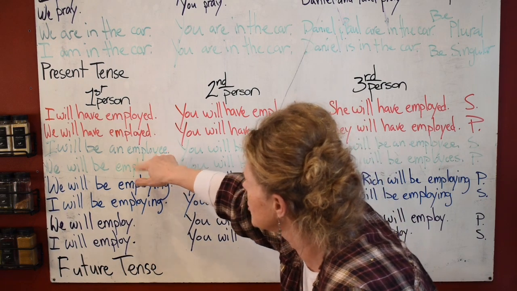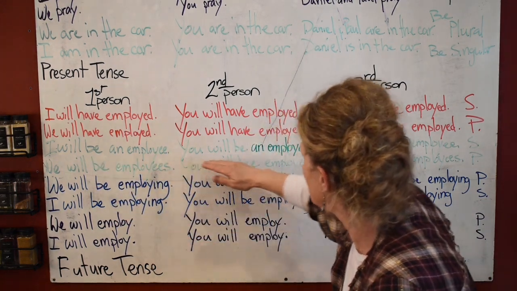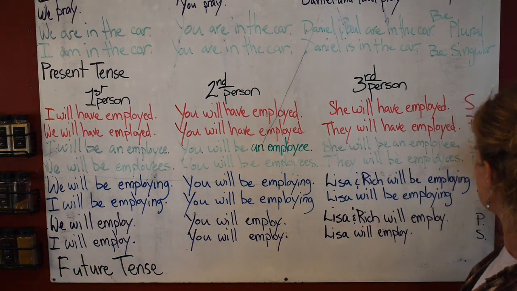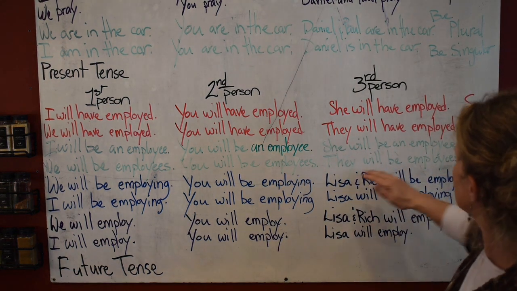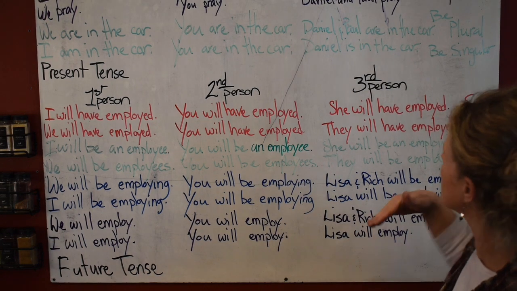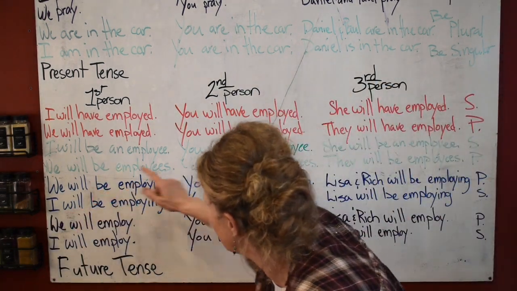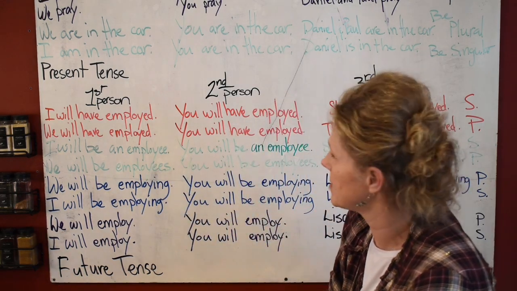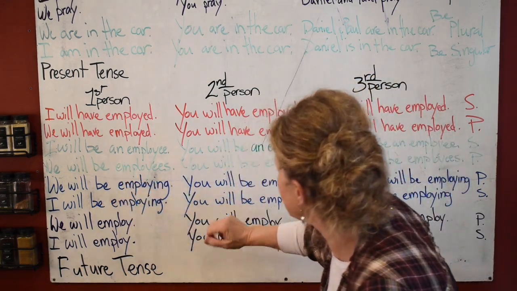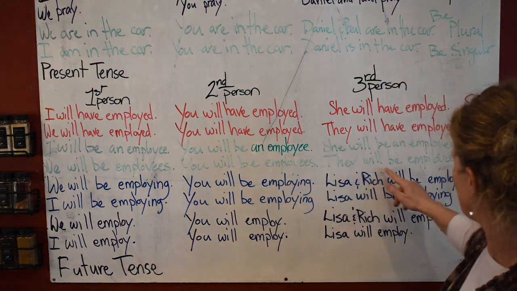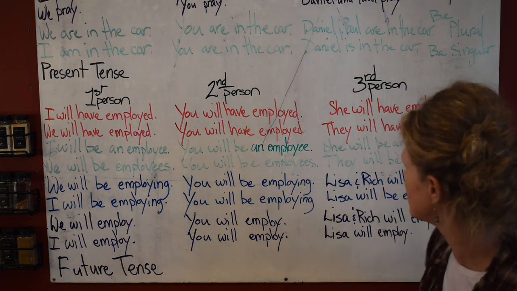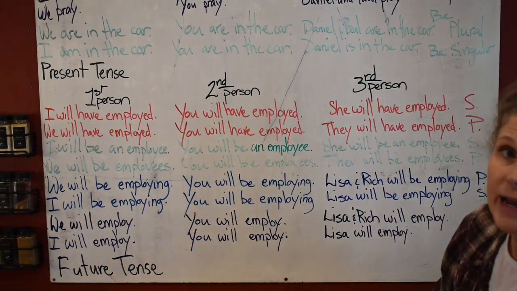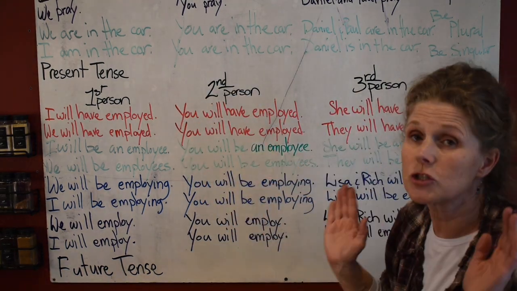The employee will change the I. You will be an employee. She will be an employee. Singular, plural, it doesn't matter. You have to use the same. You need to use the same words. We will be employees. You will be employees. They will be employees. All right, the be verbs right there, so confusing.